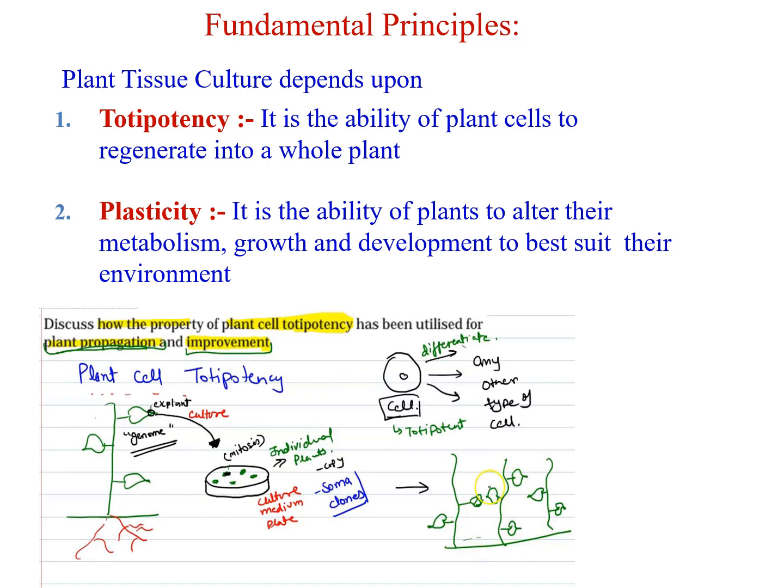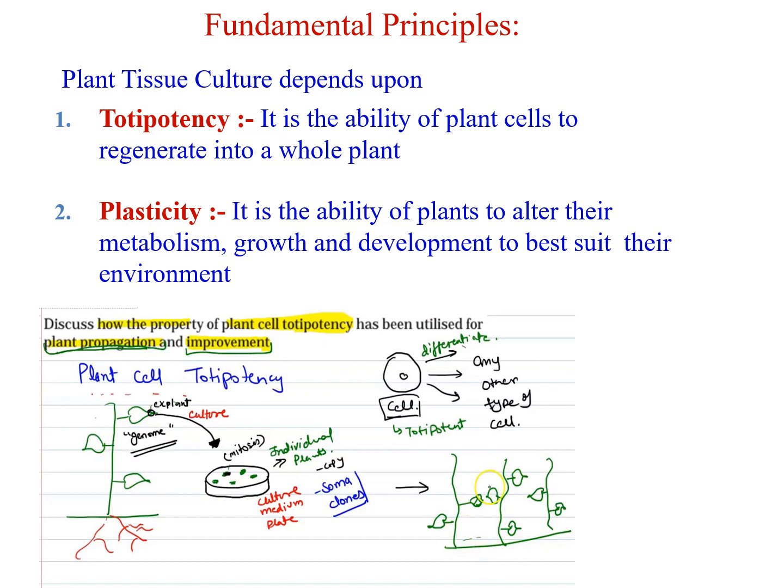And what are the fundamental principles in plant tissue culture? First, the concept or principle is called totipotency. Totipotency is the ability of an individual plant cell to generate a new whole plant. So an individual cell creating a whole organism is the phenomenon called totipotency. And another one is plasticity.